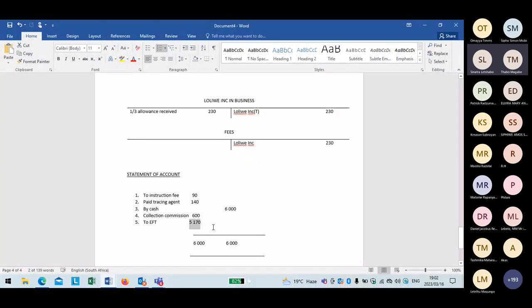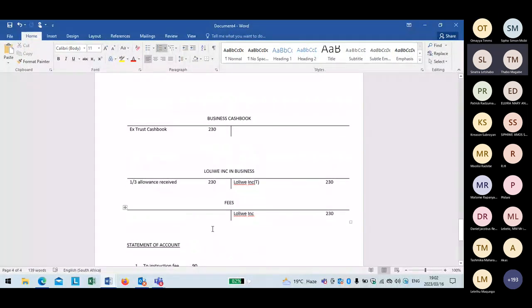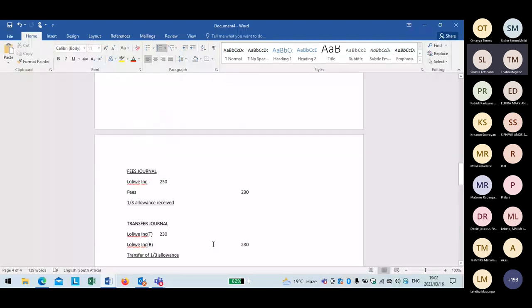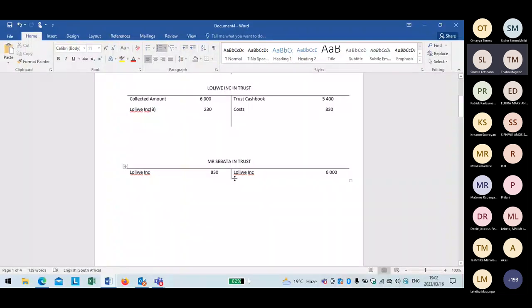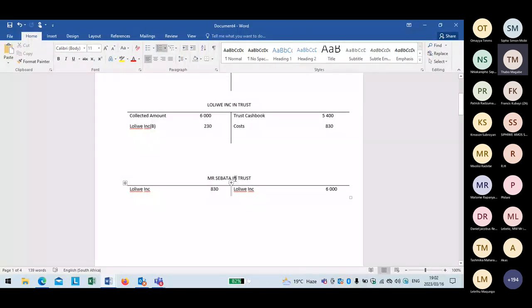In fact, let us pay it. Let's check if it is available. Do you see Mr. Sbata in trust? Yes, sir. What is the balance there? 5170. So it's credit side minus debit side. Do you see? Yes.